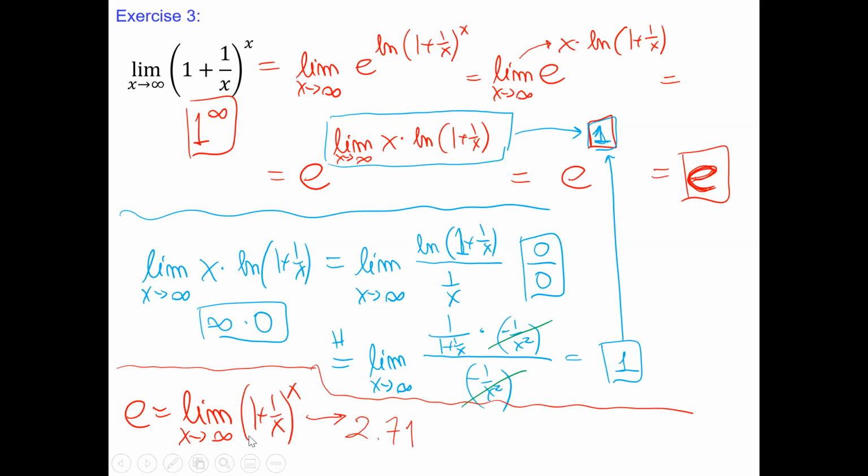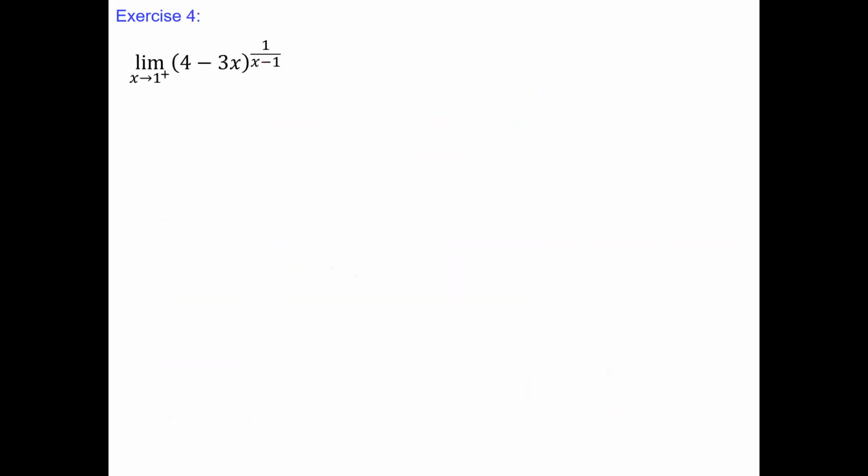It will go bigger, but never greater than 2.72. And yeah, we have more decimal values. Okay, nice limit, worth remembering, but we did the entire proof that this limit is equal to e. Okay, I have another one. I have 2 more, exercise 4 and exercise 5.